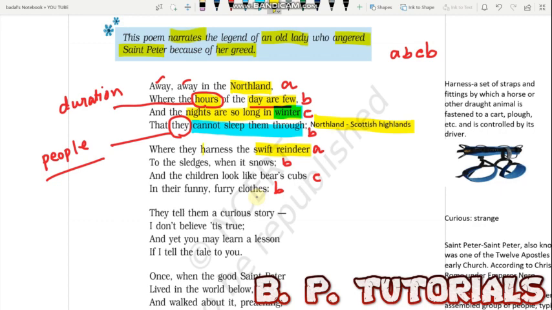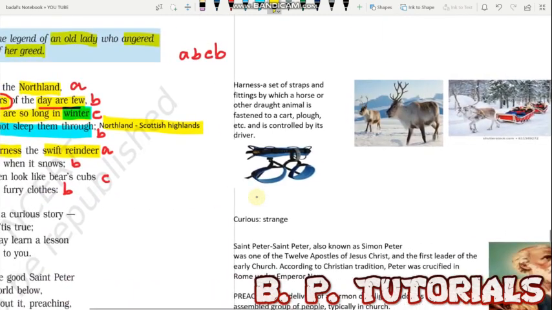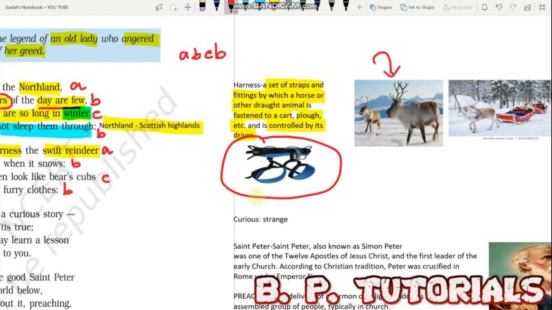You see, they harness. What is it? Harness meaning is put over here. You can see here, harness. What is harness? A set of straps fitting by which a horse or other draught animal is fastened to a cart, plow, etc., and is controlled by its driver. This is the picture of a harness, used for strapping the animal. And the reindeer is this one. The reindeer we were talking about in that particular stanza, this is the reindeer.